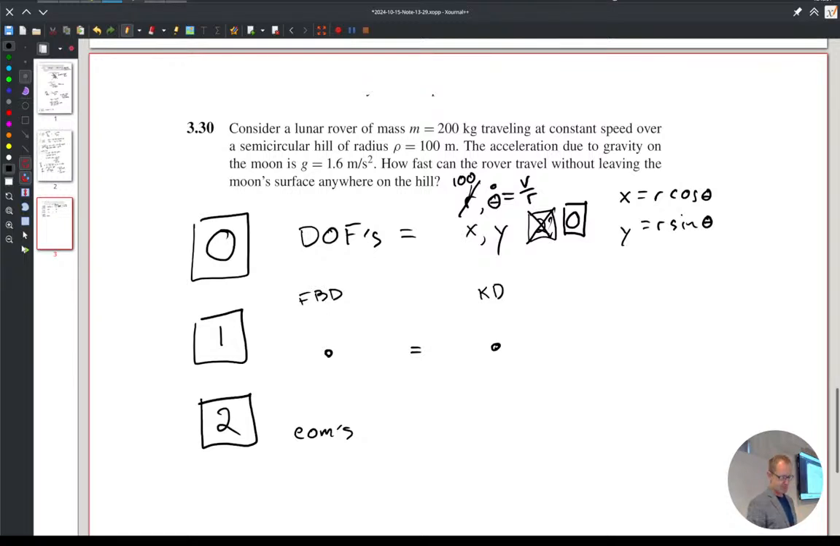Cool? All right, so now, what are the forces? How do we draw that? Gravity. All right. And that's it. Normal force, how do you want to draw that one? Straight up? We can do that. That works.